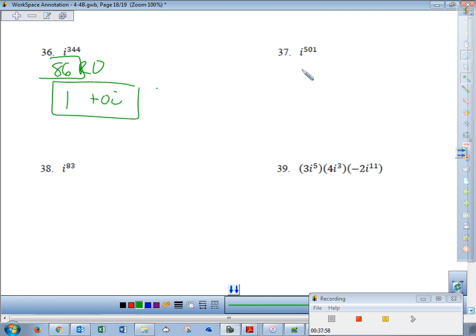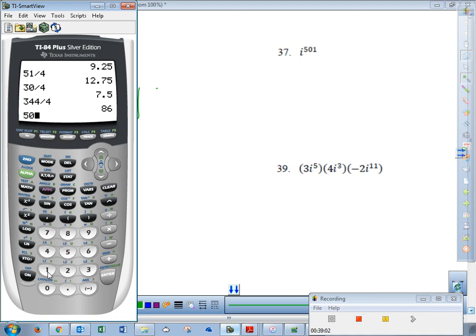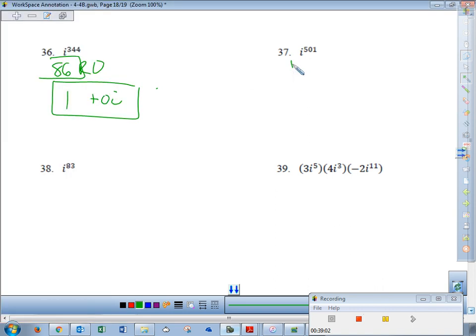Nice. Try this one. 501. You divide it by 4. And all your real job is, I do care, but if you don't understand the whole i to the fourth is 1 thing, all you have to do is interpret what this decimal is right here. Is that going to be 0/4, 1/4, 2/4, or 3/4, right? What is 0.25? 1/4. So you got 125, remainder 1. I do want you to write that down on your homework.